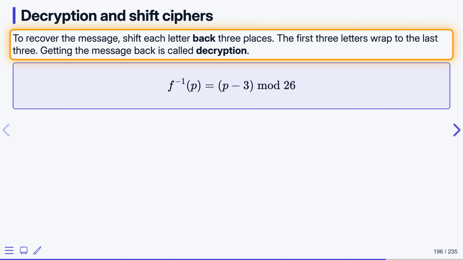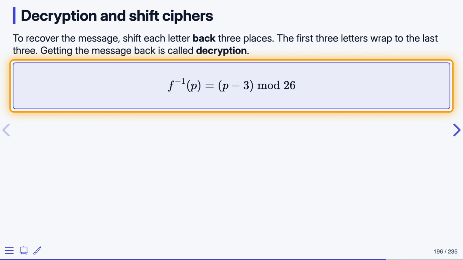To read a Caesar message, we do the reverse. We shift each letter back by 3. If a letter falls off the front of the alphabet, we wrap around to the end. So A goes back to X. Getting the message back is called decryption.